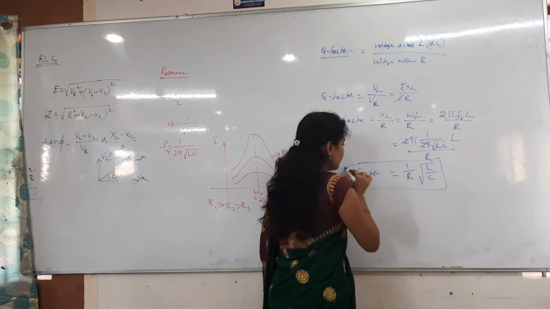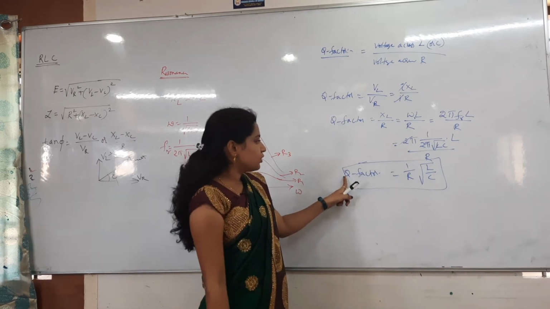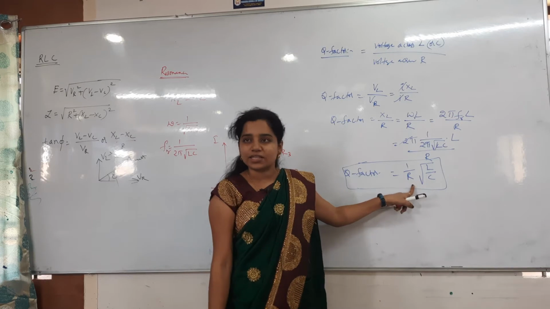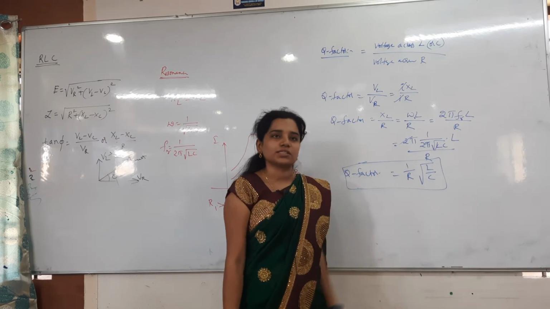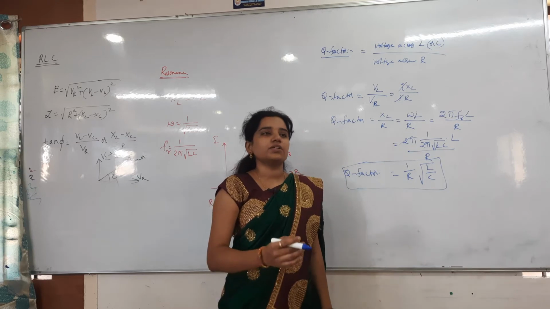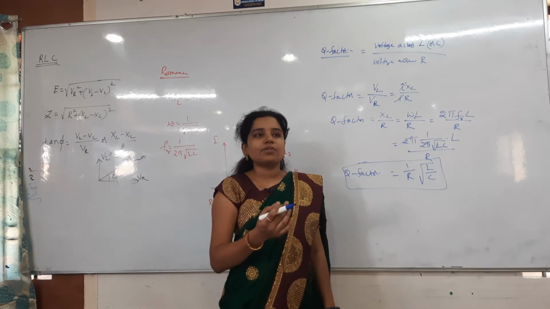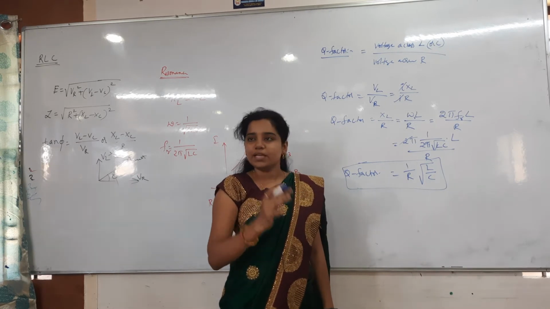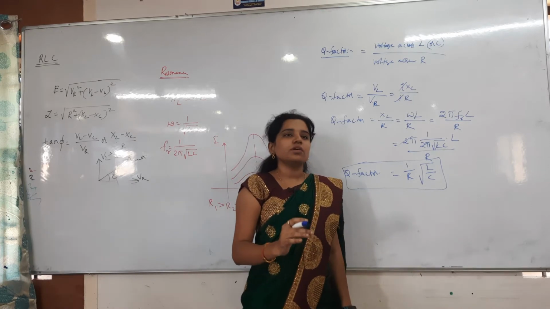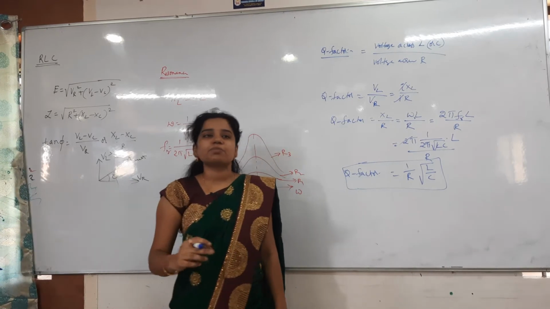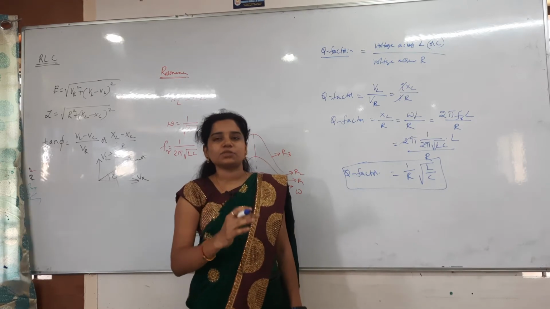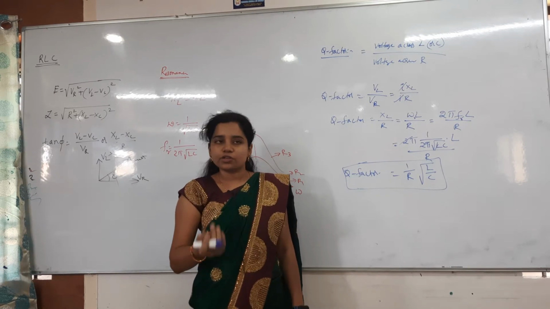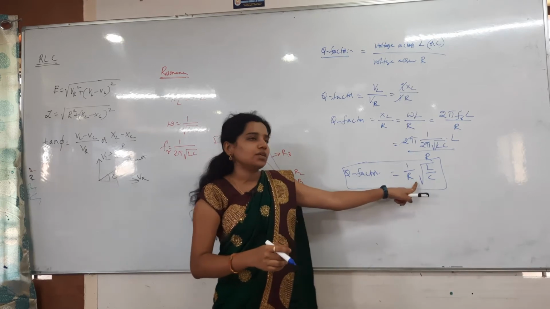Also, whenever you see this formula, the Q factor is inversely proportional to the resistance. You are understanding or not? Q factor is inversely proportional to the resistance. For whichever curve has more resistance, the Q factor will be less. And the Q factor is directly proportional to the sharpness. How sharp the curve is depends on the Q factor value.